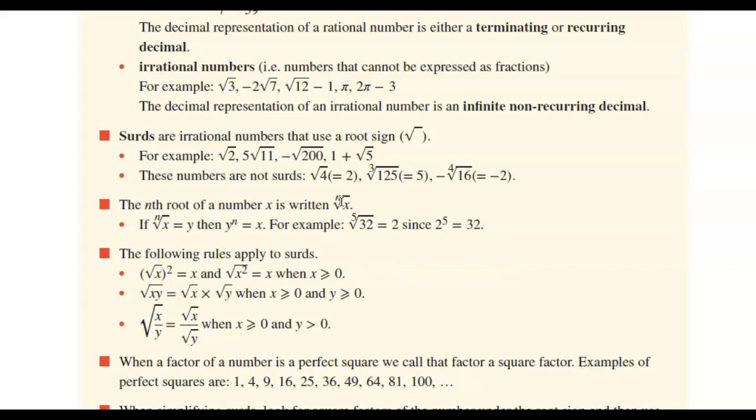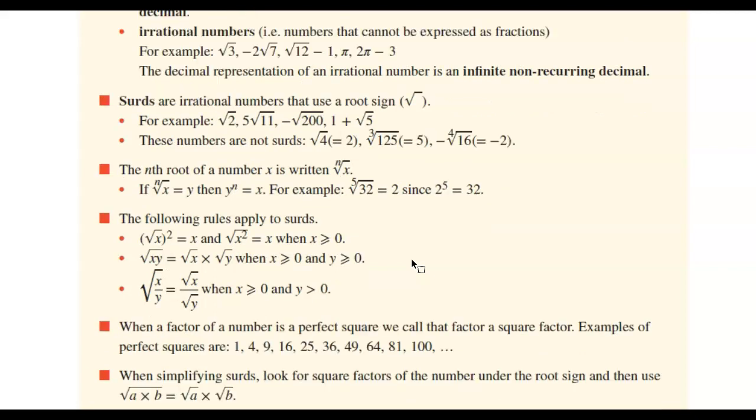Okay, so with the n it just says, okay, this is the square root, this is the cube root, this is the 4th root. Okay, so we covered this when we did indices. Okay, so we're kind of just looking at the reverse now. And the following rules apply to surds. So the square root of x all squared is equal to x, because the square root sign and the squared sign are basically the inverse of each other. So we're just left with x, so they cancel each other out basically.